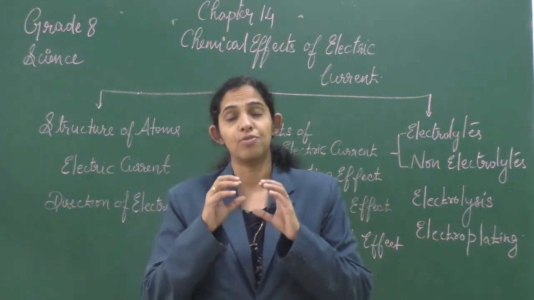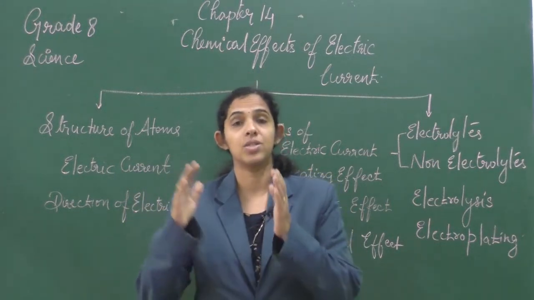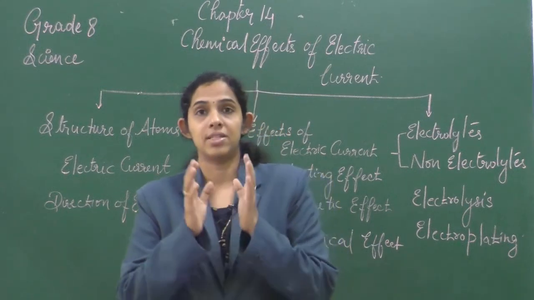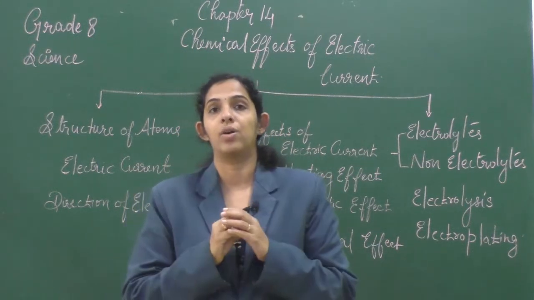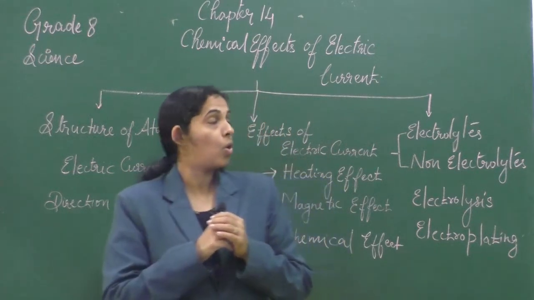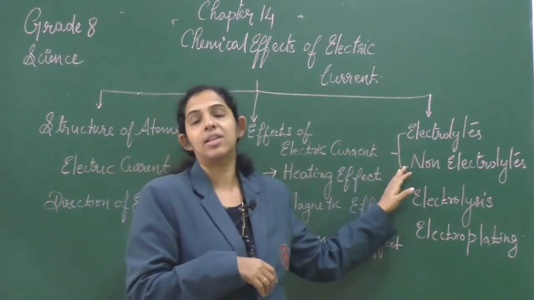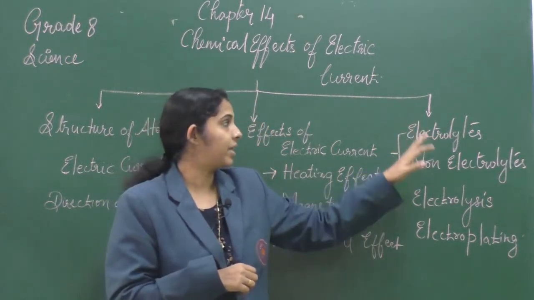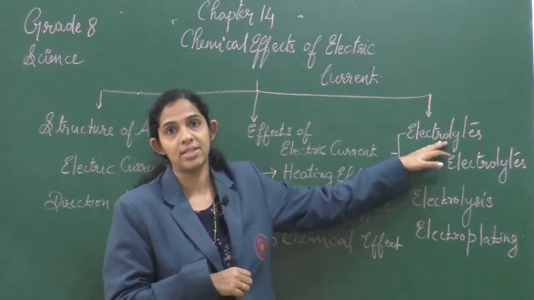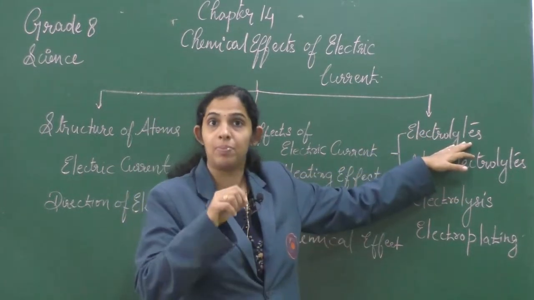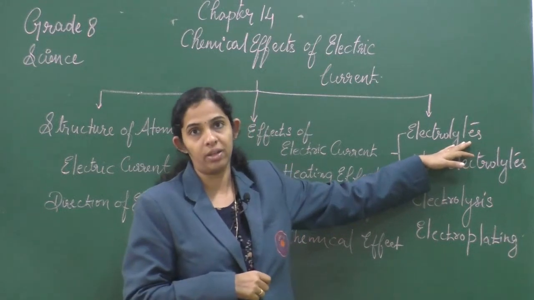It is the presence of ions, like electrons are there in conductors or solids. Ions are mainly present in liquids, and this presence of ions makes liquids good conductors of electricity. Based on whether liquids can conduct electricity or not, liquids are classified mainly into two: electrolytes and non-electrolytes. Electrolytes are the liquids which are capable of conducting electricity through them.